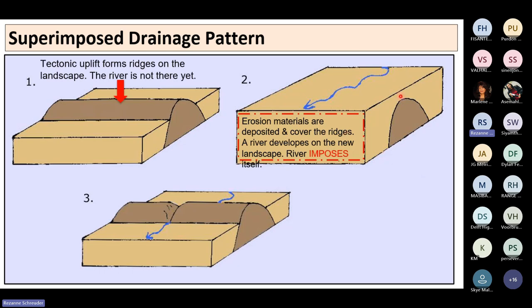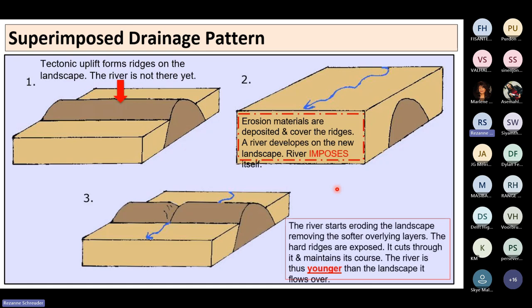So you can see that there's the uplift, and then the lighter brown over here is our eroded material. So there's the ridge in diagram two, over here where my laser pointer is, and that's what I refer to. Okay, so there's the ridging, and there it is in diagram two. Now you can see that the river's flowing there. And then now this river will start eroding the softer overlaying layers.